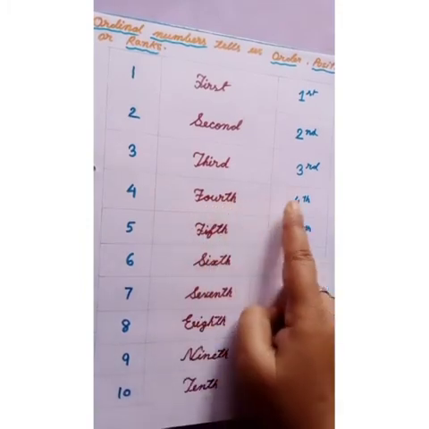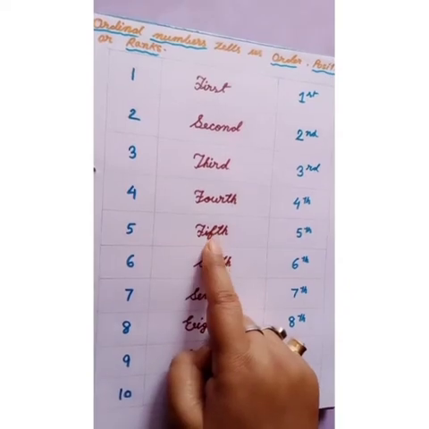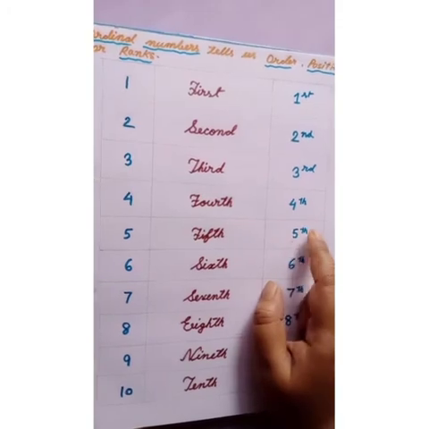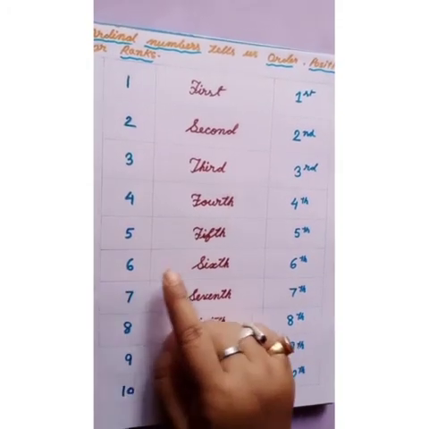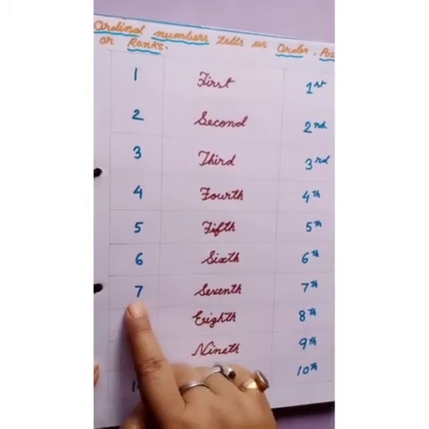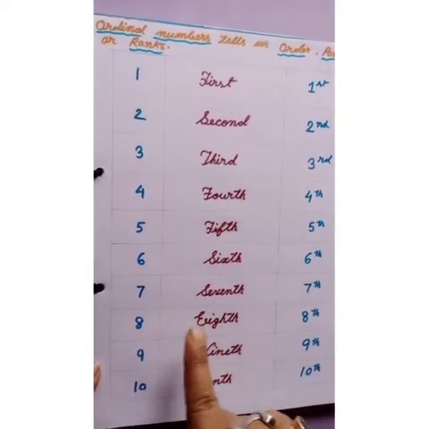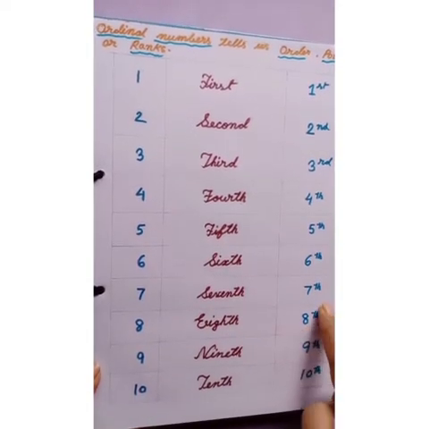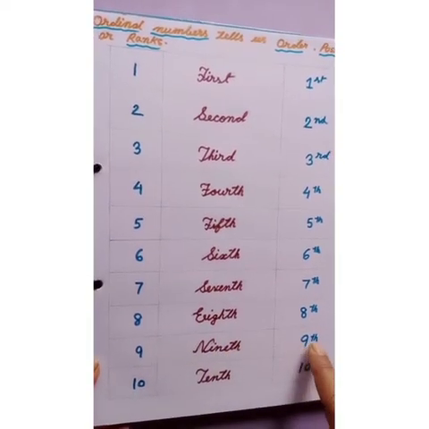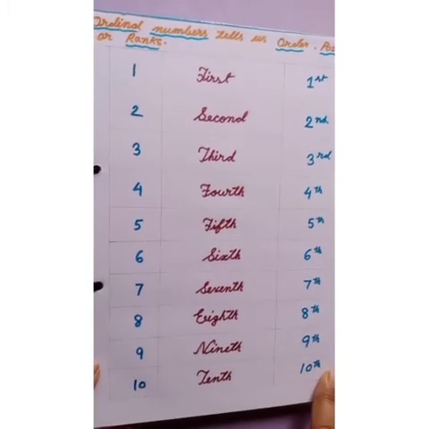4, fourth, 4th, fourth. 5, fifth, 5th, fifth. 6, sixth, 6th, sixth. 7, seventh, 7th, seventh. 8, eighth, 8th, eighth. 9, ninth, 9th, ninth. 10, tenth, 10th, tenth.